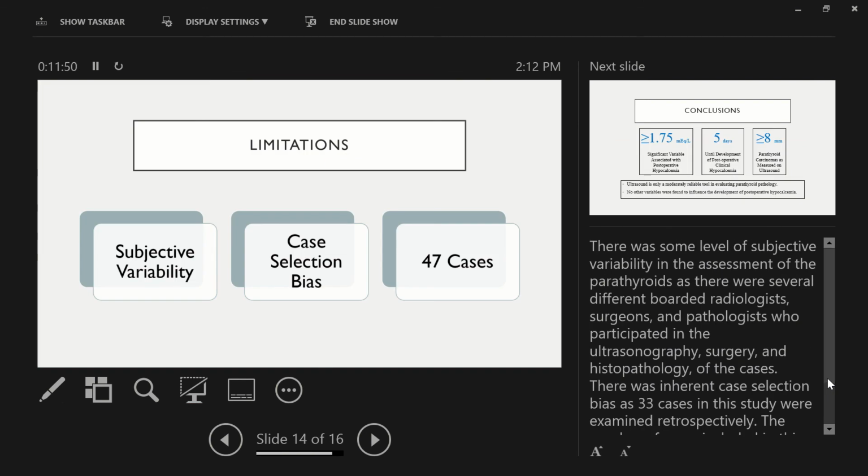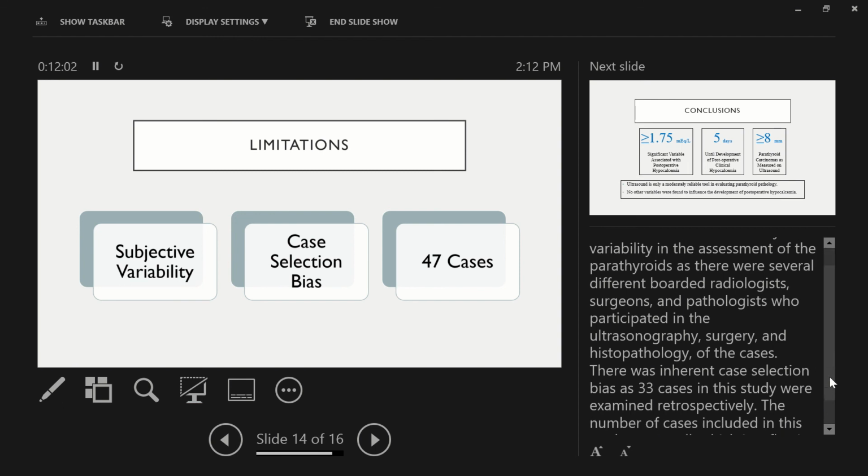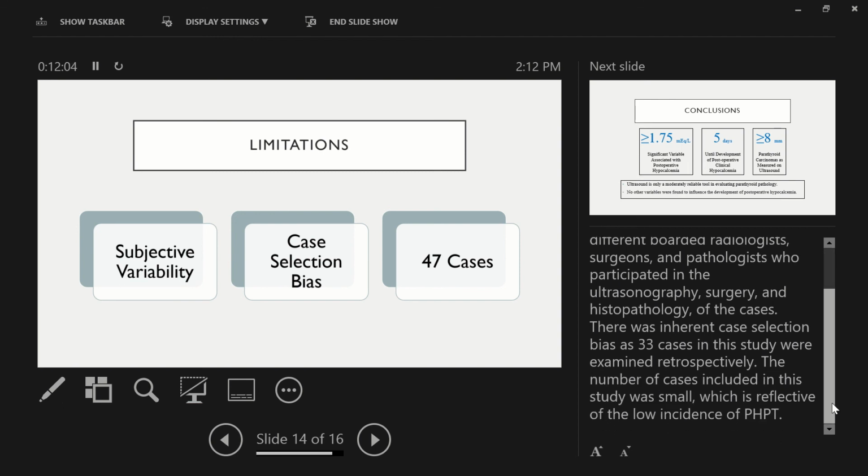There were several limitations to our study that we're cognizant of. So there's, of course, some subjective variability in the assessment of the parathyroids, as there were several different boarded radiologists, surgeons, and pathologists who participated in the workup of these cases regarding the ultrasound, the surgery, and the histopathology of them. And there was, of course, some inherent case selection bias, as 33 cases in this study were examined retrospectively, and the number of cases included in this study was small, which is reflective of the low incidence of primary hyperparathyroidism.